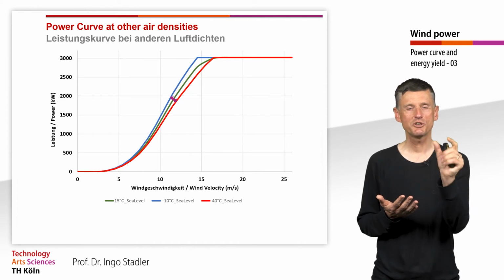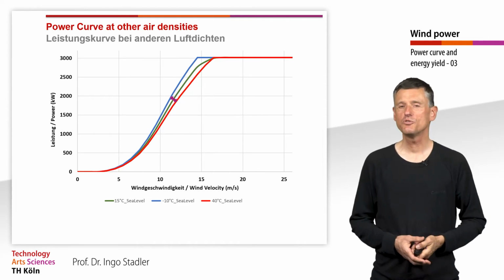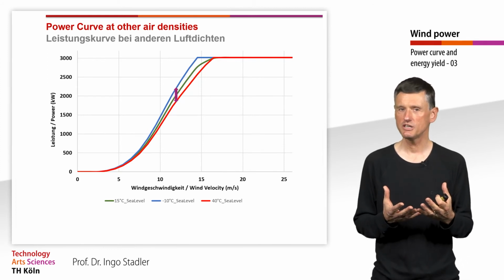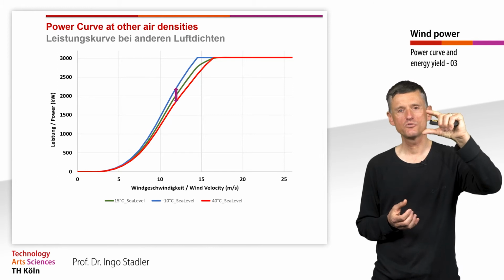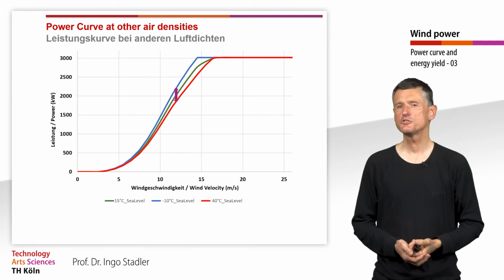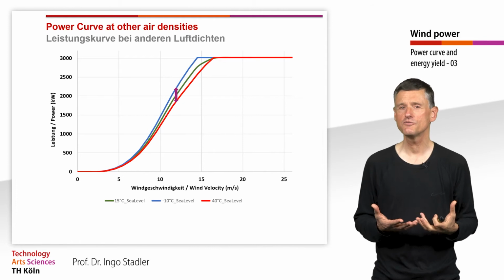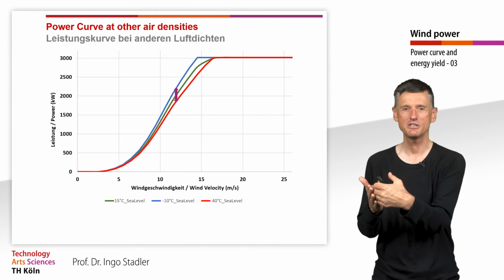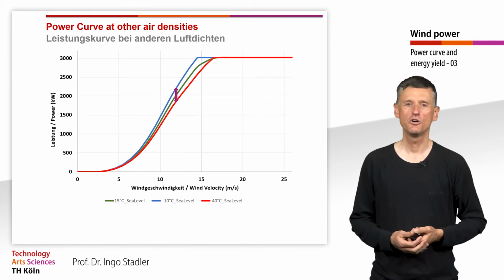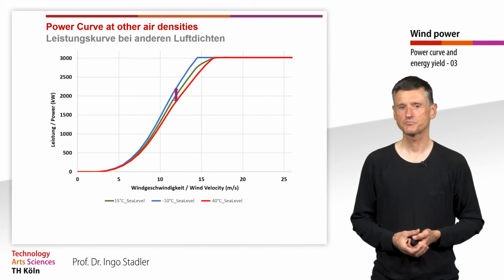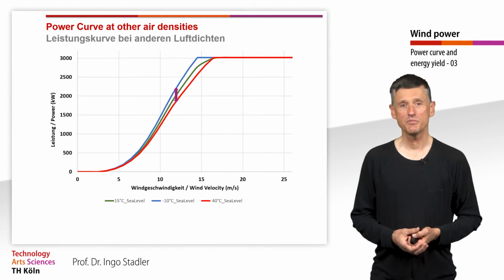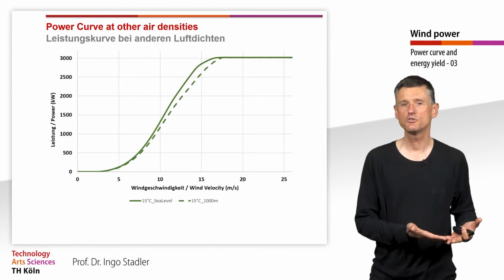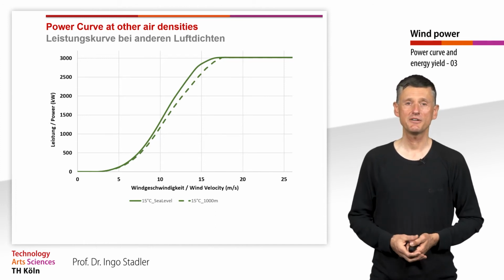Those curves seem to be close together, but we need to look at the difference within one wind velocity, and then the difference between the two or three curves is not so small, so there is a significant influence of the air density. It is not as dominant as the velocity, but we need to consider the density here also. And then we can have the same look, but not at sea level, but at 1,000 meters above sea level.